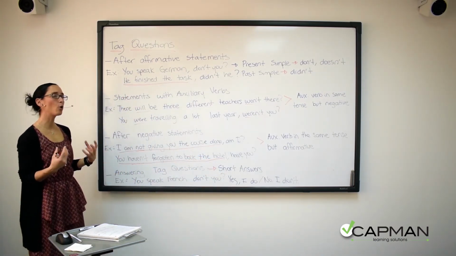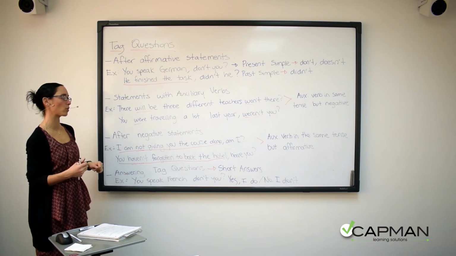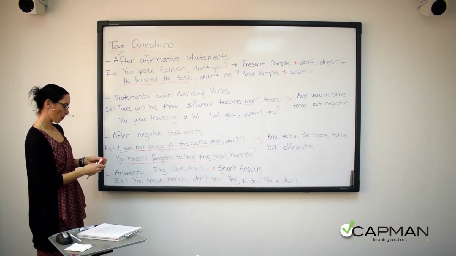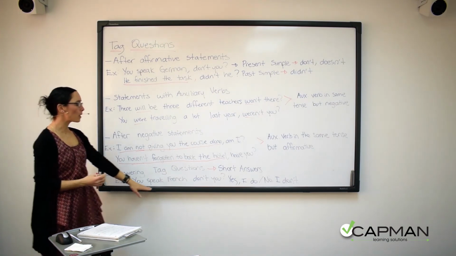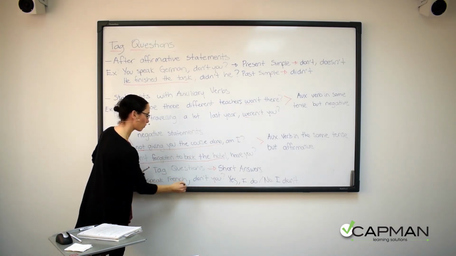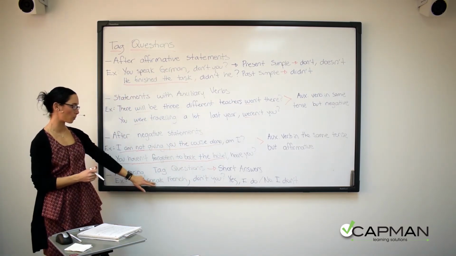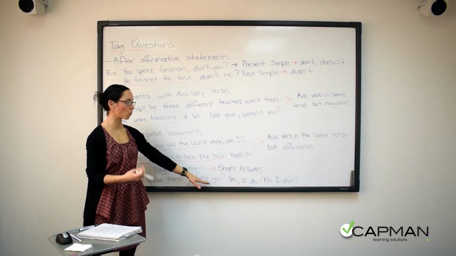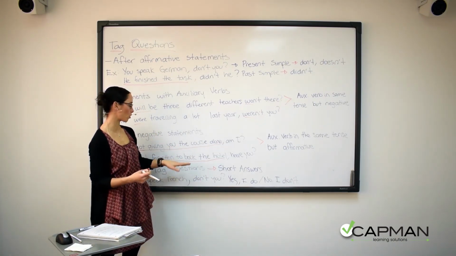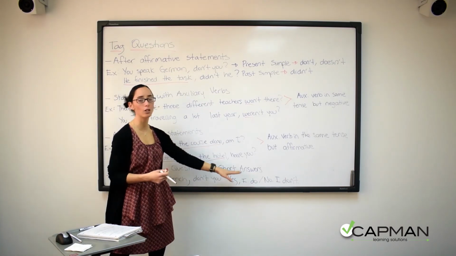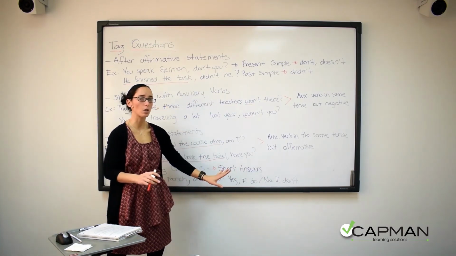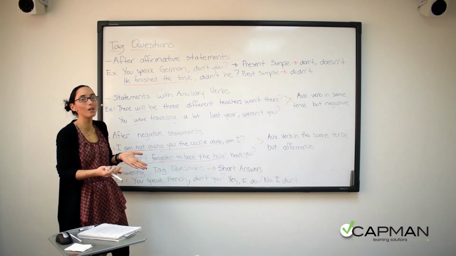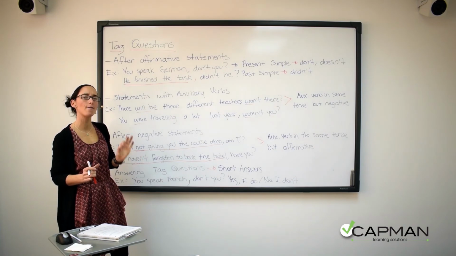And finally, how do we answer these tag questions? With short answers, very short answers. For example, I have, you speak French, don't you? That's my tag question, yes? You speak French. I ask my tag question. Don't you? Short answers. Yes, I do. No, I don't. Depending on what you want to answer. If you speak, yes, I do. If you don't speak, no, I don't. But we keep the answers very short.